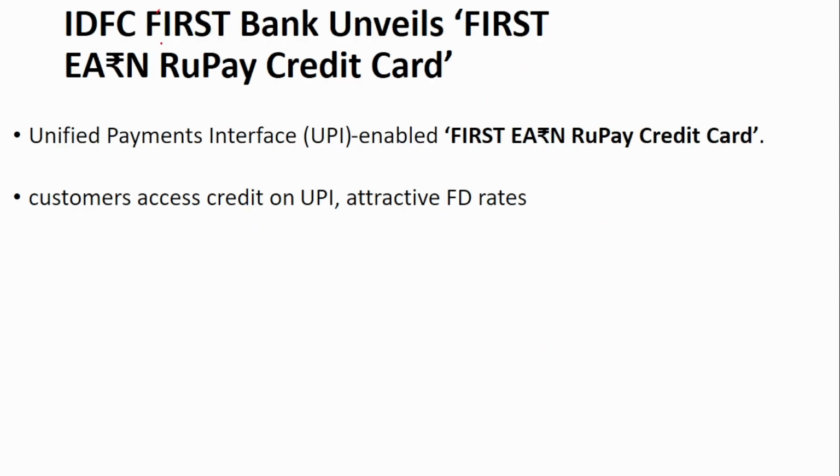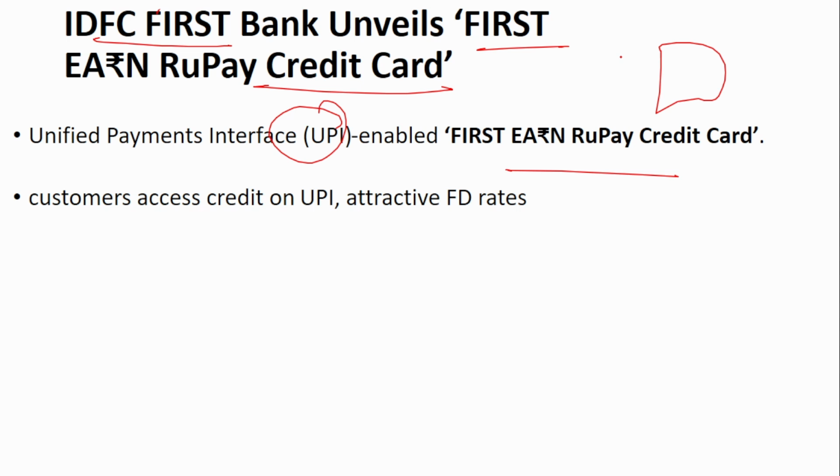Next is about IDFC First Bank. IDFC First Bank has unveiled the first earn RuPay credit card. This will be a UPI enabled credit card. You know that nowadays UPI has an option where you can link your credit card to your UPI ID. So you don't have to carry your card every time you want to make a purchase. If you just have your phone, using that UPI ID itself, you can make payment to merchants. So this card is UPI enabled, which means you can link your credit card to the UPI ID.